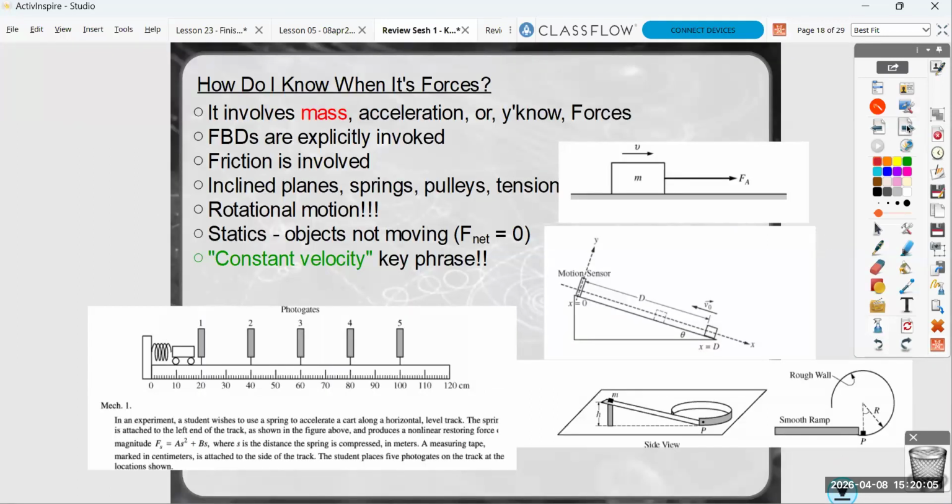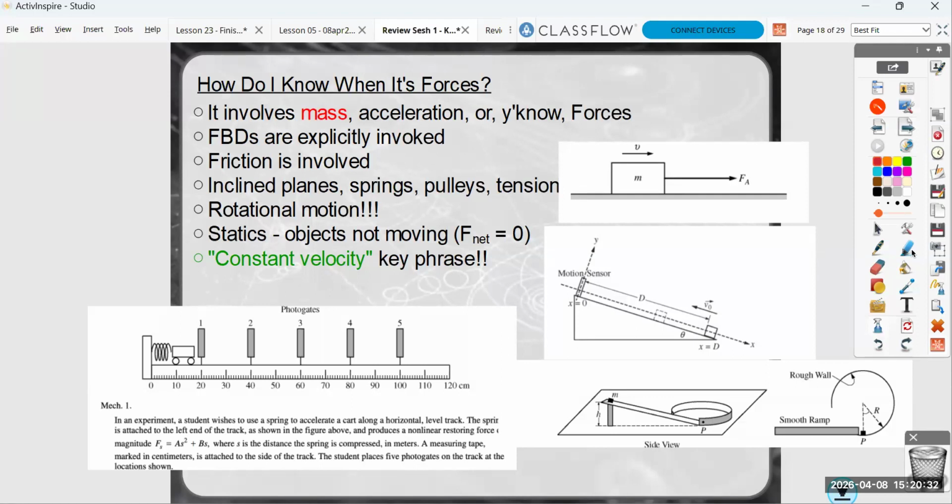How do you know when it's forces? Again, if they ask you to draw a free body diagram, it's pretty clear what you have to do. If there's friction, it's probably a forces question. Maybe it's an energy question, but probably a forces question at least. Inclined planes or springs, pulleys or tension, any kind of circular motion, right? So if a thing is being whirled around in a string, you've got a pendulum, there's going to be some centripetal forces. Anytime you have statics, if the object is held in place, it's probably some kind of forces question.